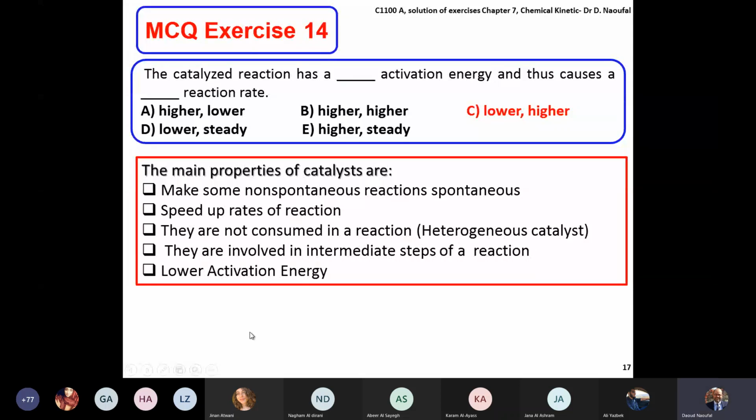If we look at these properties, we can see that the catalyst increases the rate of the reaction and decreases the activation energy. So the catalyzed reaction, meaning you add a catalyst to a reaction, has lower activation energy and higher reaction rate. So the correct answer in this case is C.